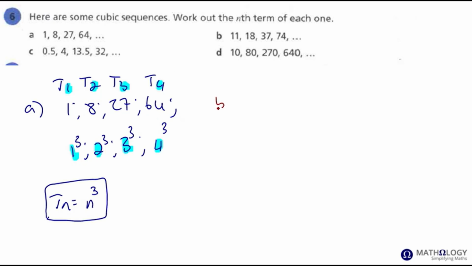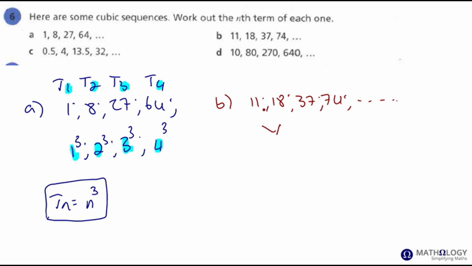The second sequence, 11, 18, 37, 74. We're now going to first check what kind of sequence it is, right? If the question said it's not a cubic sequence, you'd have to determine what kind of sequence it is. Is it linear? Yes or no. Is it quadratic? Yes or no. Is it cubic? Yes or no.